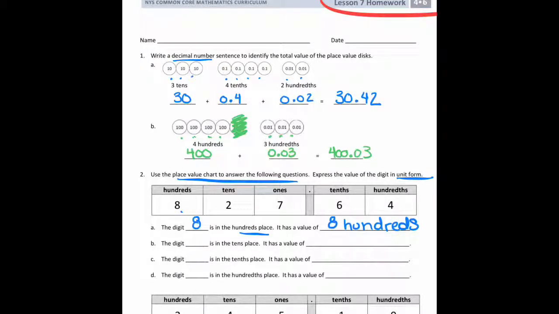Okay, on part B, it says the digit blank is in the tens place, and it's actually the 2. So I'm going to put the digit 2 is in the tens place, and it has a value of 2 tens. Part C, it says the digit blank is in the tenths place, and it's a 6. So I'm going to say the digit 6 is in the tenths place. It has a value of 6 tenths. And part D says the digit blank is in the hundredths place, which is a 4. So 4 in the hundredths place has a value of 4 hundredths with a TH at the end.